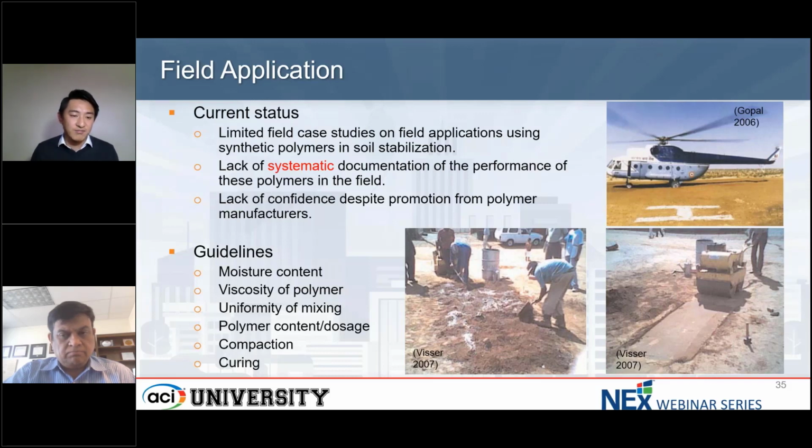factors include uniform mixing, so that we know the quality of the field work is good enough. And then the determination of the polymer content that we need to add to the soil. And then of course the compaction if it's required for the project. And then lastly, the curing. So these are the aspects that we need to consider when it comes to field application of polymers.